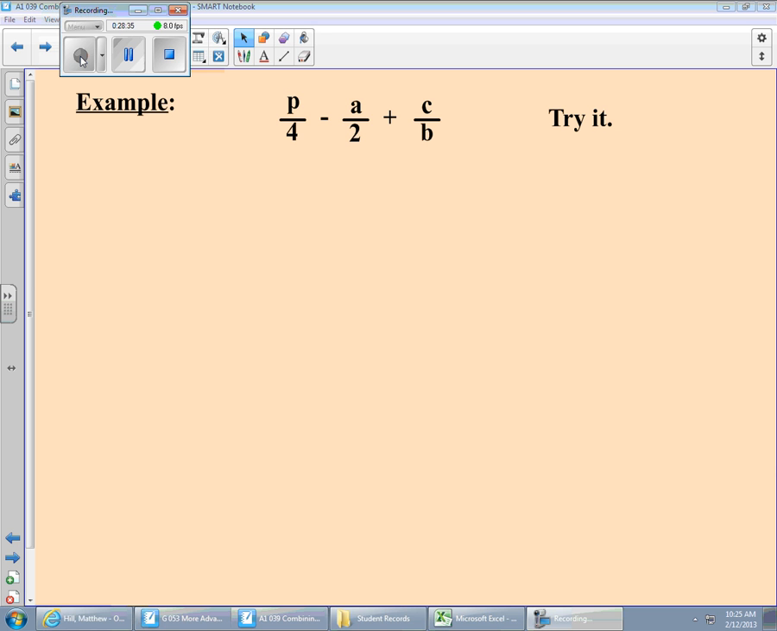Just got one more for you. Want to make sure that we understand this. Finding common denominators is not one of our strengths, so I want to make sure that we know it before I turn you loose. So here we have a three-term rational expression, p over 4 minus a over 2 plus c over b. Let's see if we can simplify this down into one term.